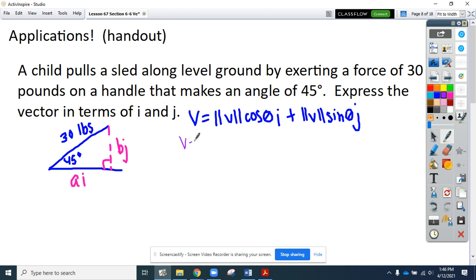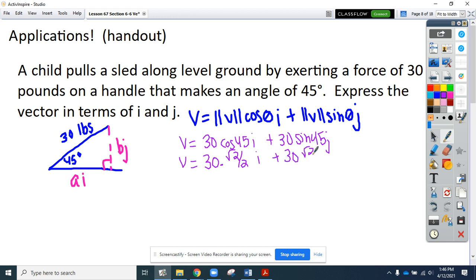So for my vector v, that means plugging in my actual magnitude, which is the 30, cosine of my angle, which is 45. That's going to be my i component. 30 sine of 45 is going to be my j component. We do exact values whenever we can. So here I can do root 2 over 2 for both of these. So I get that my vector is, that looks sloppy, I'm sorry, 15 root 2 i plus 15 root 2 j. And that's it.